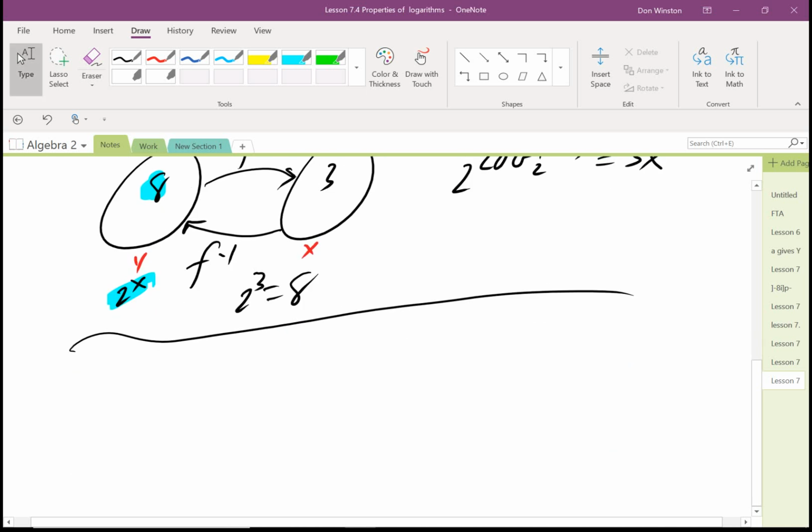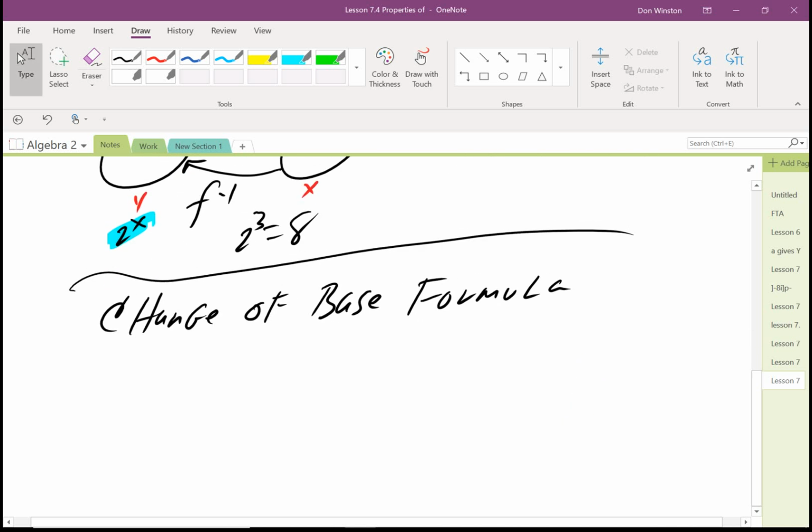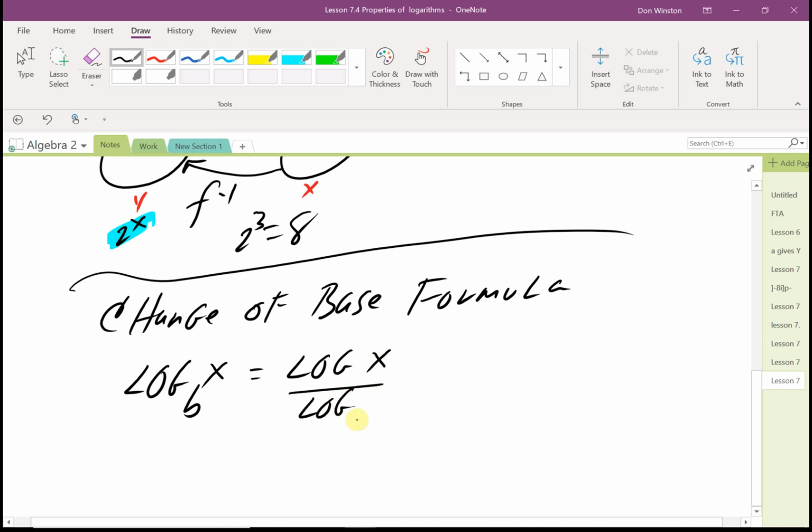Now, the last thing that we have to learn is called the change of base formula, and it's not a property, but it's just a method that we can use to solve logarithms when we really don't know how to. The change of base formula goes like this. I have log base b of x, and that just equals log base 10 of x over log base 10 of b. So again, if you remember from the last lesson, when you don't see a base, you assume it's 10.